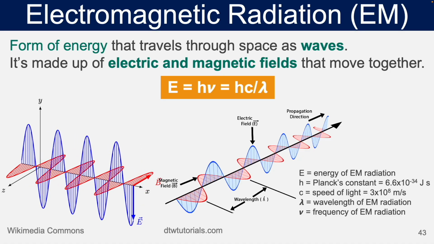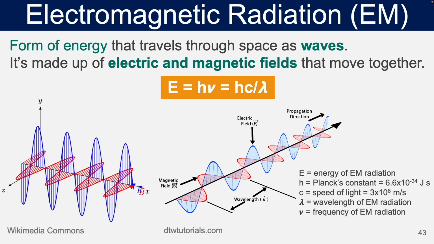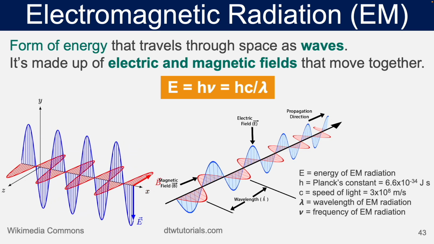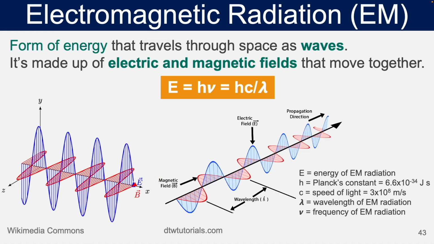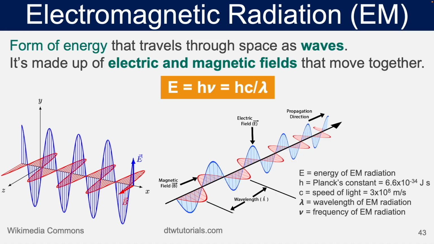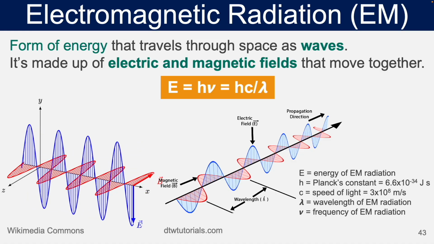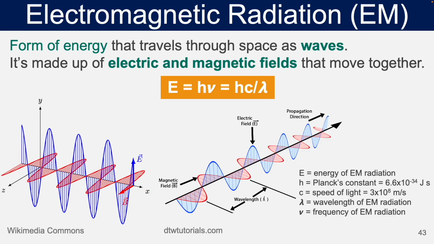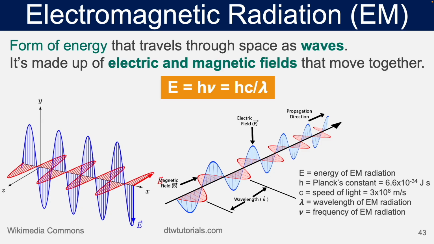Let's continue now that we understand light as both a particle and a wave. Let's define it more carefully. Electromagnetic radiation is a form of energy that travels through space as waves. These waves consist of two fields, an electric field and a magnetic field. They oscillate at right angles to each other and both are perpendicular to the direction of travel. That's why we call it electromagnetic radiation.